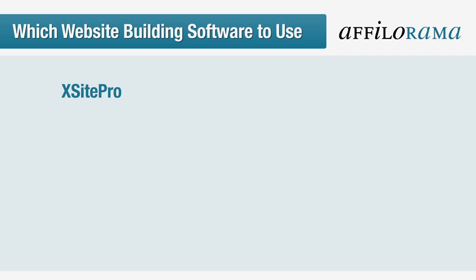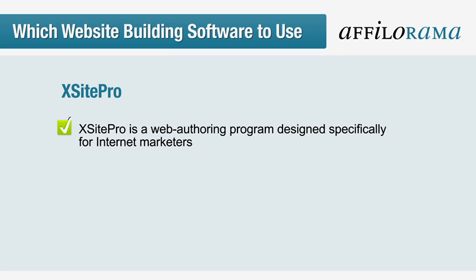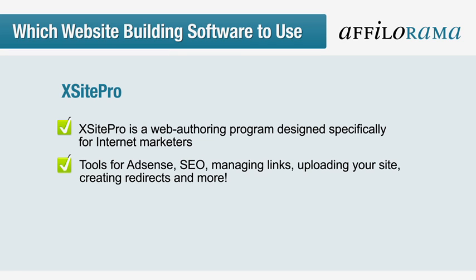XSitePro. XSitePro is a web authoring program designed specifically for internet marketers. It is designed to greatly streamline the website production process by sticking to the functions and layouts that internet marketers need and use most often. XSitePro provides utilities and functionality for setting up AdSense, doing your SEO, managing links, uploading your website, creating redirects, updating navigational pages, and even creating pop-ups. Basically, all the dirty work. It's not as flexible as Dreamweaver, but it's not designed for web designers who want to be able to do everything. It's designed for internet marketers who have a fairly predictable set of needs and wants.